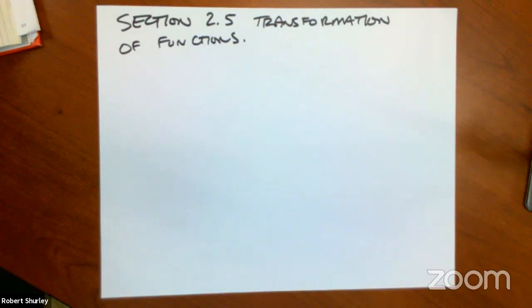And it's going to go over transformations of functions. So what we're going to be doing today is really moving functions up, down, left, right, and then reflecting them around axes. And it's kind of weird, but it's not too bad.